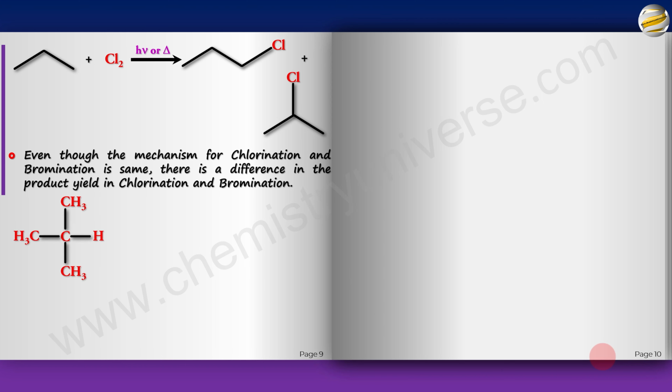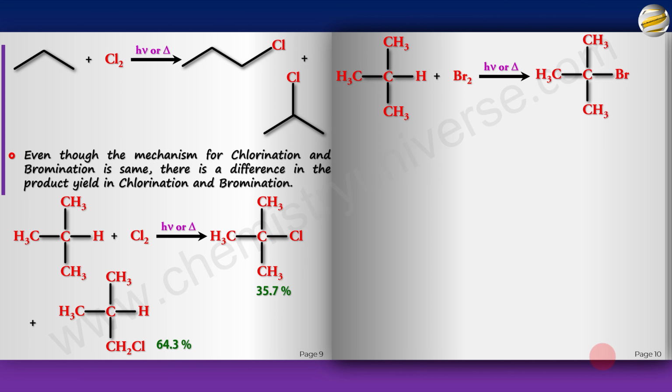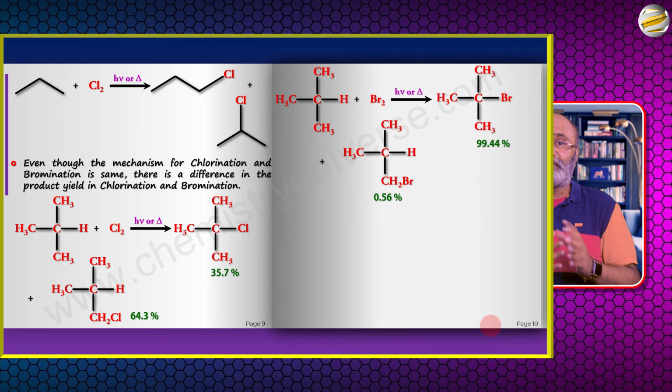Say for example, you have this. This is, as you can see, 2-methylpropane or isobutane reacting with chlorine molecule, H nu, heat. You get a tertiary and you get a primary. The tertiary is 35.7% in yield and the primary is 64.3% in yield. That's fine. But when you do bromination, now look what happens. The tertiary bromo and a primary bromo, the tertiary is 99.44% while the primary is only 0.56%. Now this is a huge difference and this is what we need to understand.